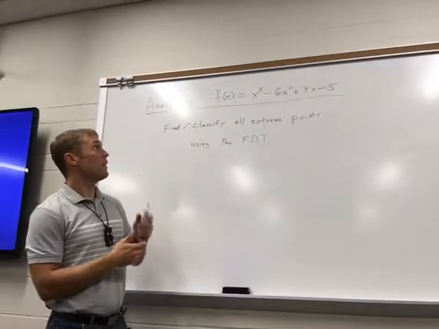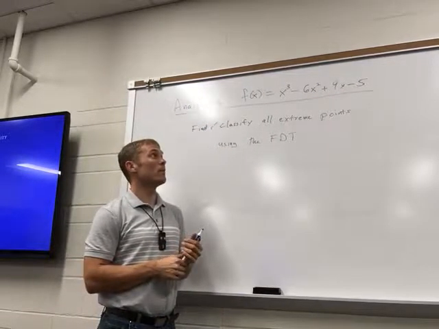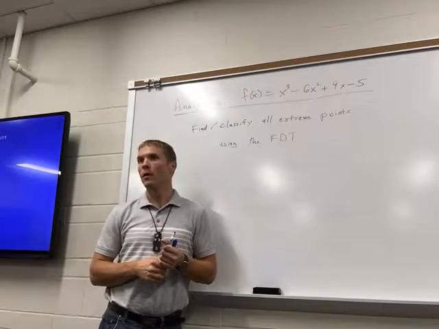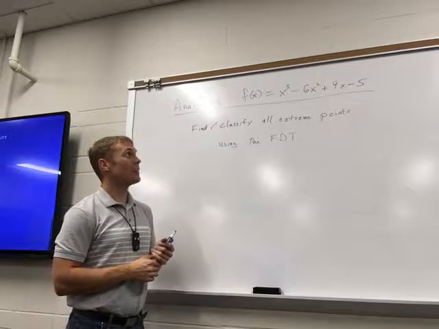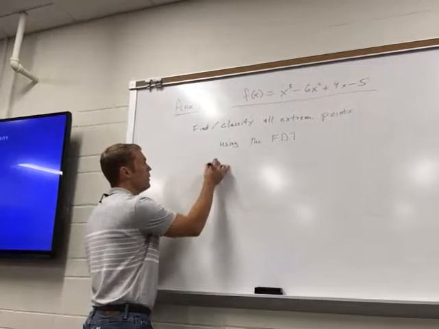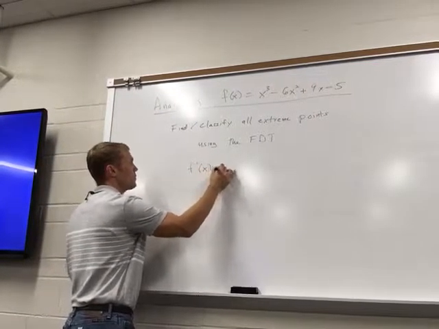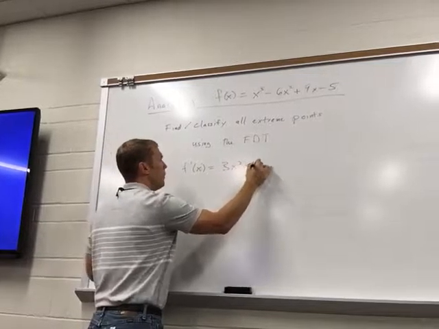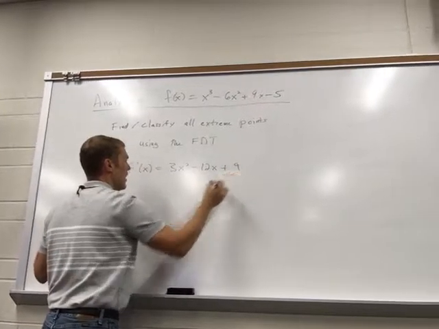So we're going to analyze f of x equals x cubed minus 6x squared plus 9x minus 5. First, we're going to look at finding and classifying all extreme points using the first derivative test. The first derivative, which is f prime of x, equals 3x squared minus 12x plus 9.